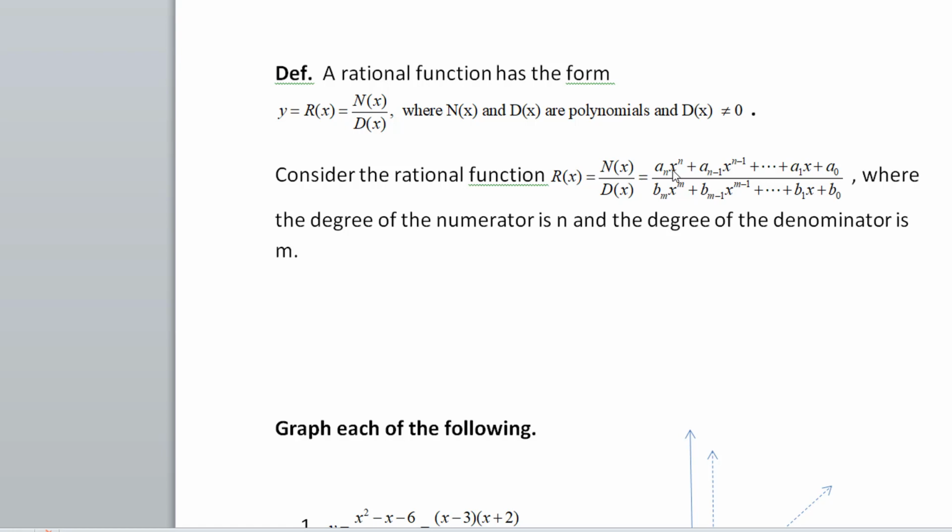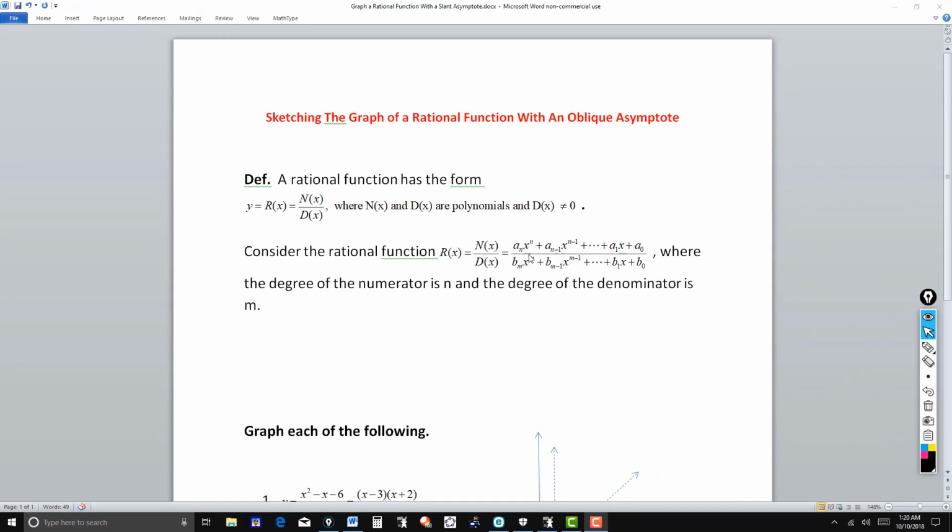And typically, if the degree of the numerator is less than the degree of the denominator, then you're always going to have a horizontal asymptote, and it's going to be the x-axis. Now in my case, I'm going to be looking at the situation where the degree of the numerator is larger, one more than the denominator. In that case, you anticipate a slant or oblique asymptote.